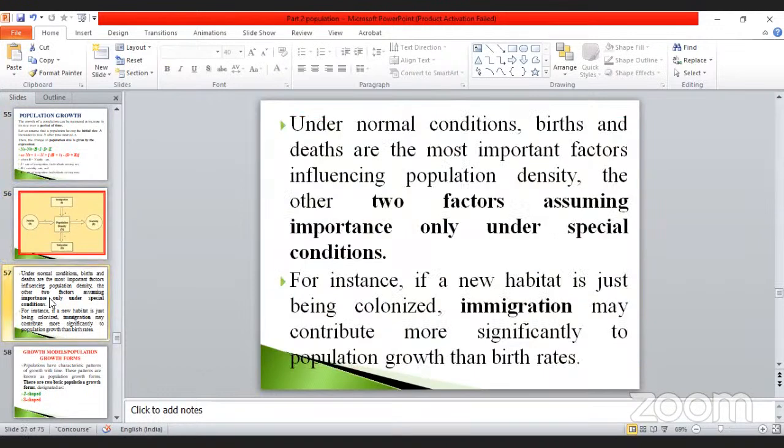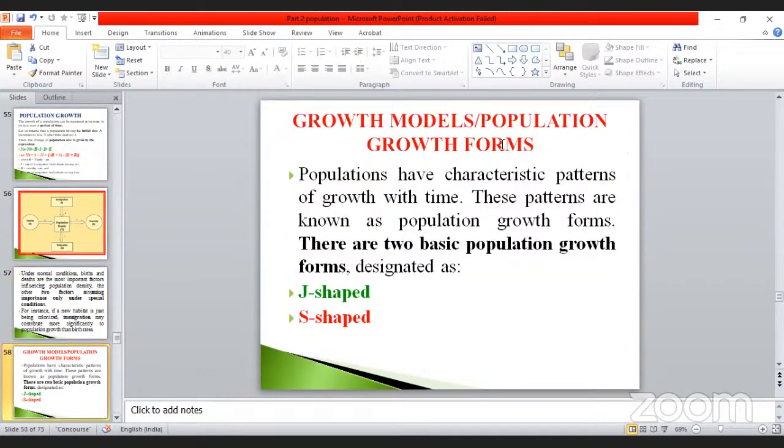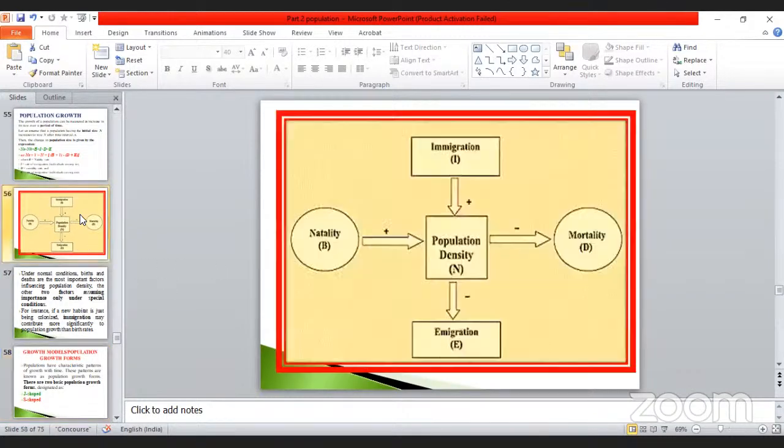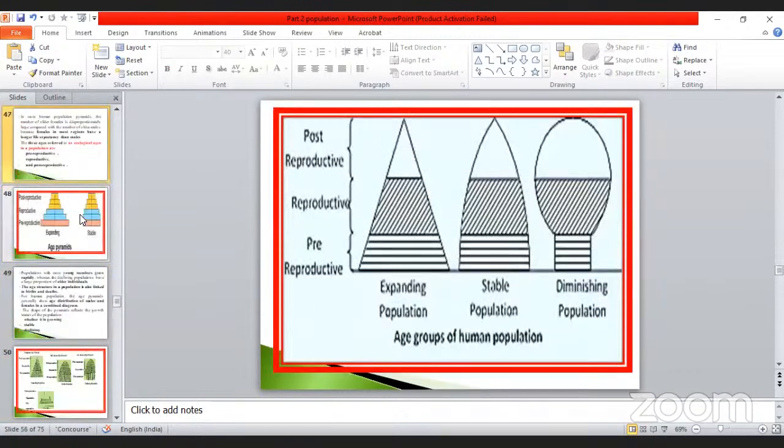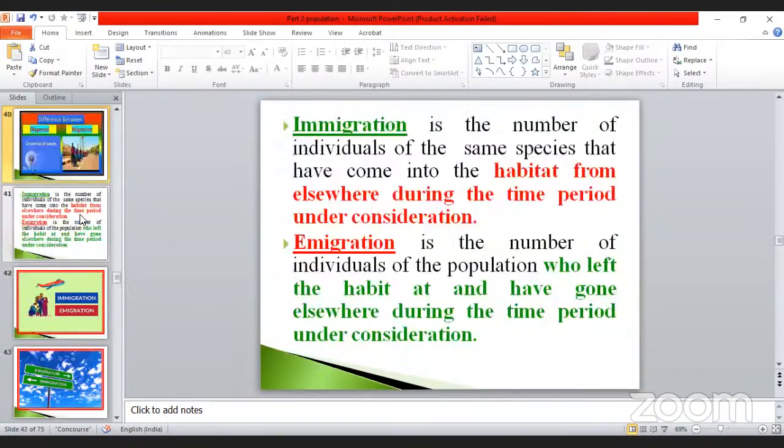So we will finish up to this level, my dear students. We will see the remaining things in the next class: the growth models and population growth forms, the J-shaped curve and S-shaped curve. Those we will see in the next class. Today, what we saw, I will show it completely.